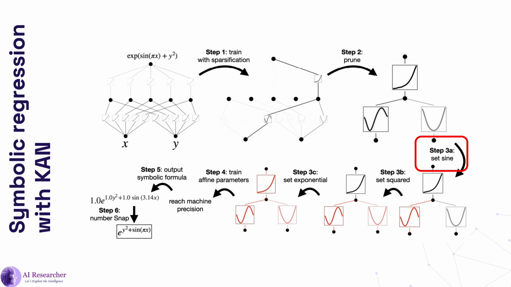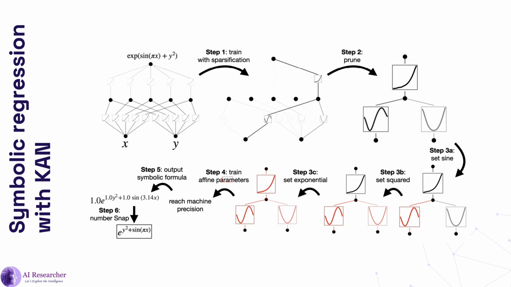Next is set specific functions. So there are three steps, 3a, 3b and 3c. In 3a, nodes are set to represent a specific function such as a sine, and in 3b, other nodes may be set to represent other mathematical operations such as squaring the input, and next, additional nodes might be configured to represent exponential functions.